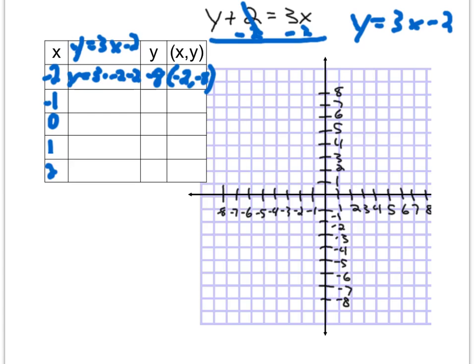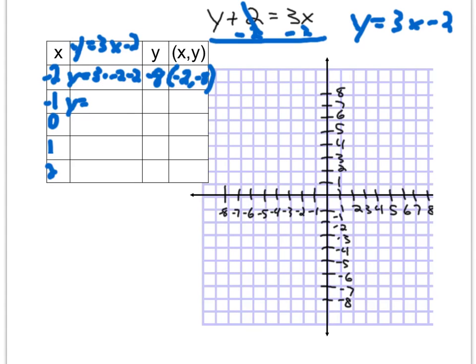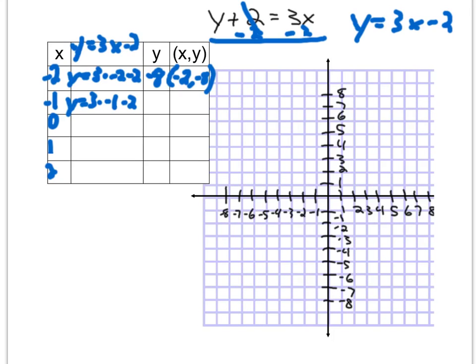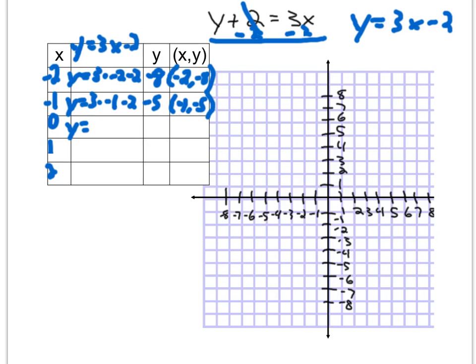Now next one I'm going to plug in y equals 3 times negative 1 minus 2. 3 times negative 1 is negative 3. Negative 3 minus 2 is negative 5. So now I've got negative 1, negative 5 for an ordered pair. Then y equals 3 times 0 minus 2. Well, 3 times 0 is 0, minus 2 is negative 2.